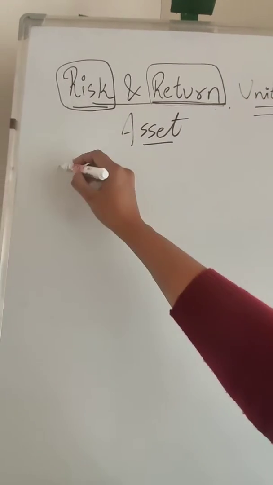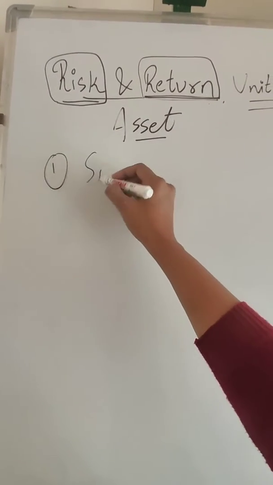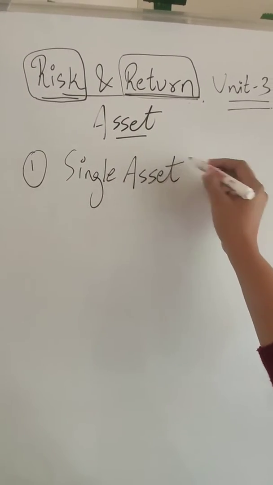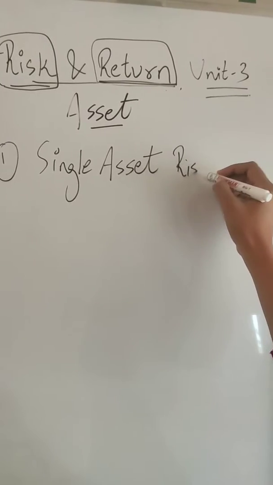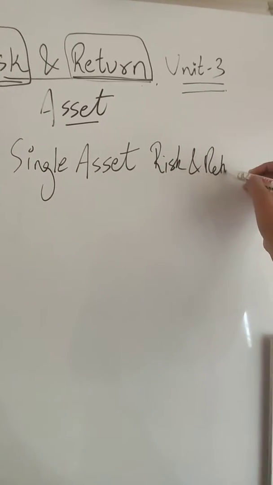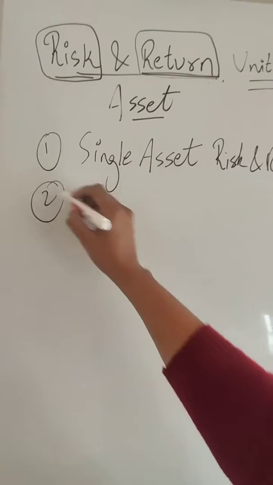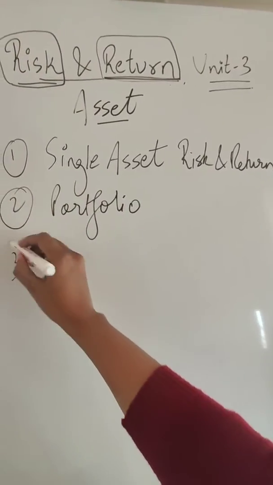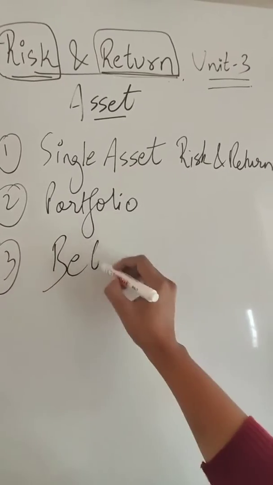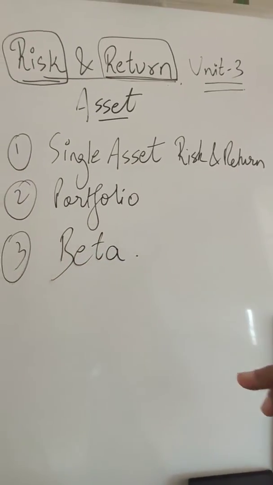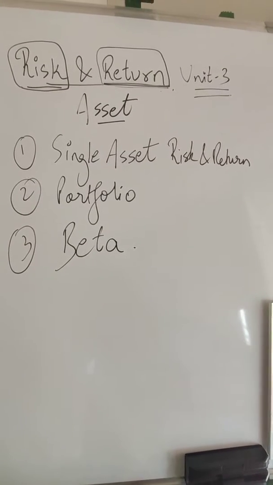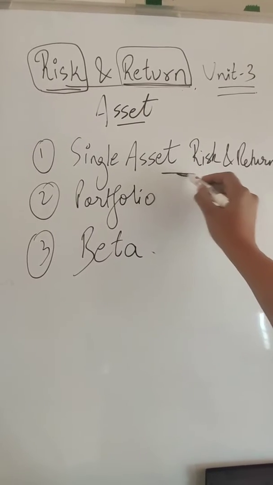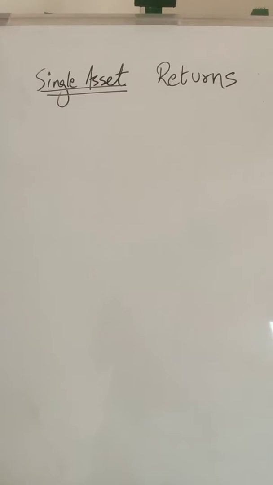So, first of all, the first topic that we will deal with will be single asset risk and return. Second will be portfolio risk and return, and third will be calculation of beta. So these three topics will be covered in different slides. First of all, we will start with the first one, that is single asset risk and return.